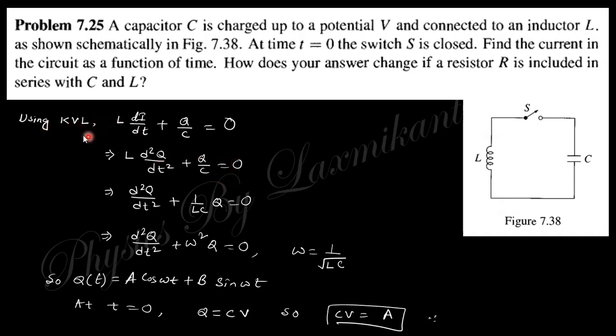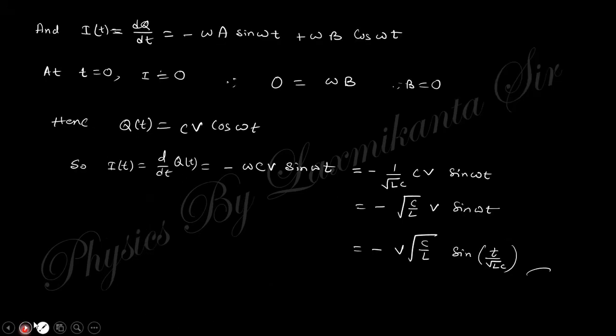KVL means Kirchhoff voltage law. So I is nothing but dq dt. If you put I equals to dq dt, this will be d2q dt square. So this is simple harmonic motion whose solution will be like that. At t equal to 0, charge equals to CV, because initially this is fully charged. So if you put this value, you can easily find the value of constant A.